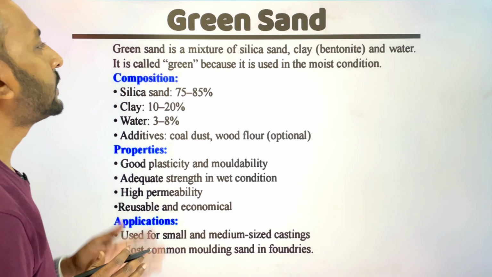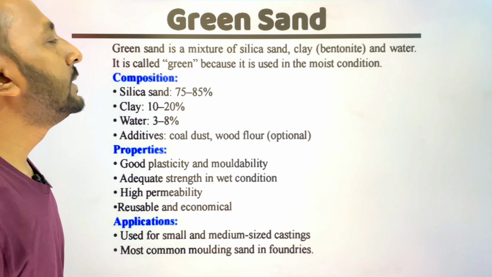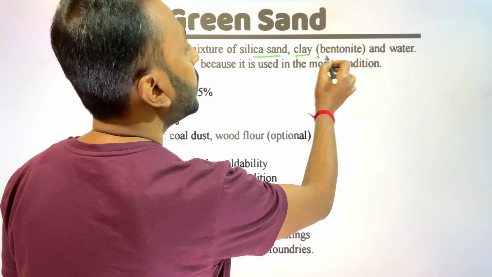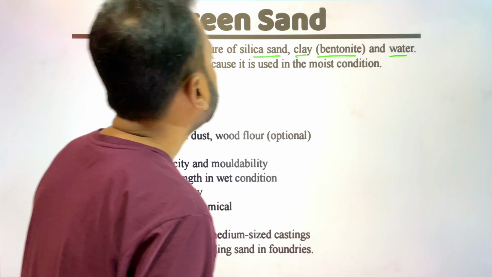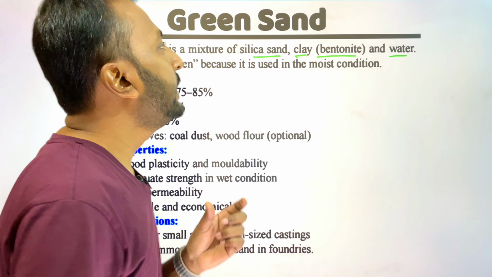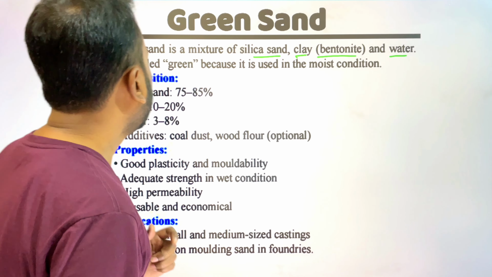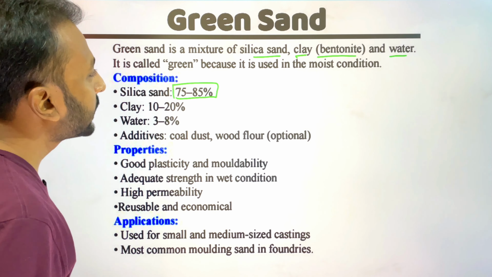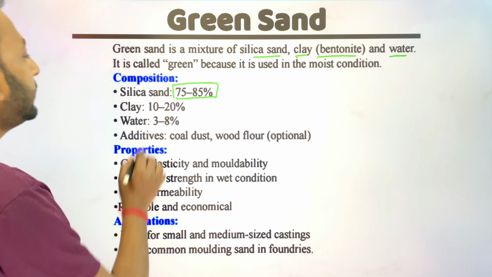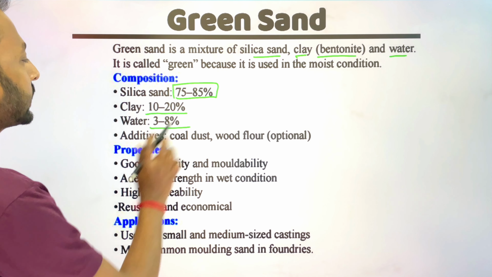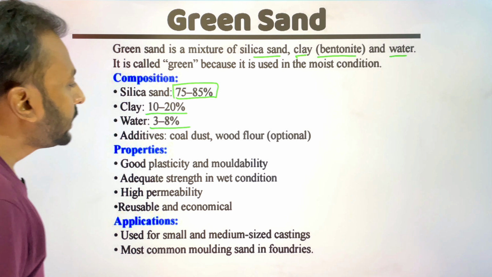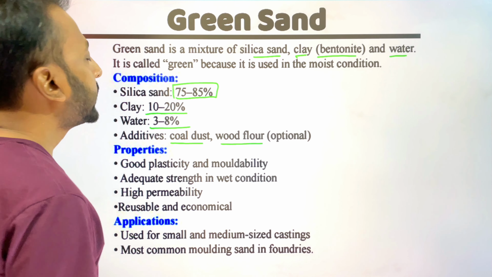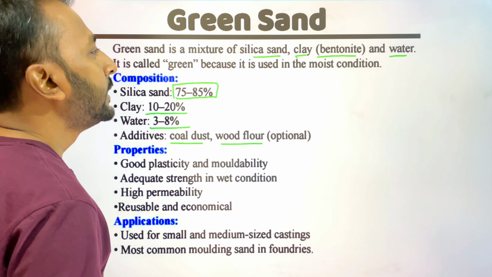The first one is green sand. Green sand is the mixture of silica sand or only sand, clay that is called bentonite, and water. These three create green sand, and silica sand is about 75 to 85% of the green sand, clay is 10 to 20% and the water is 3 to 8%. If needed, additives like coal dust, wood flour etc. are added separately with the green sand.